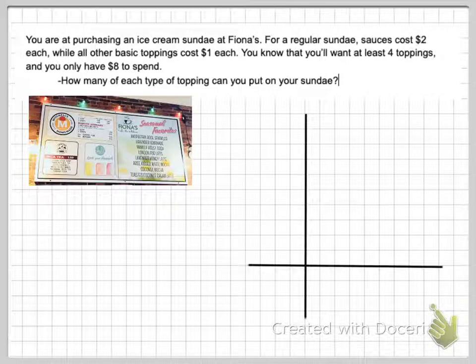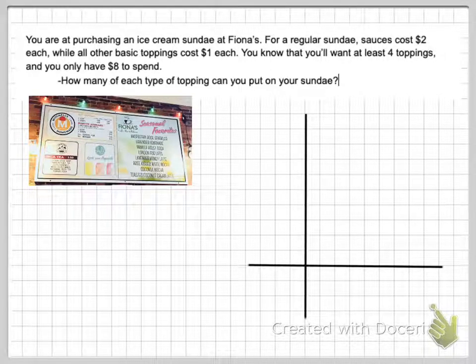So in the question that we're going to look at, you are purchasing an ice cream sundae at Fiona's. For a regular sundae, sauces cost $2 each, while all their basic toppings like sprinkles or peanuts cost $1 each. You know that you'll want at least 4 toppings, and you only have $8 to spend. How many of each type of topping can you put on your sundae?